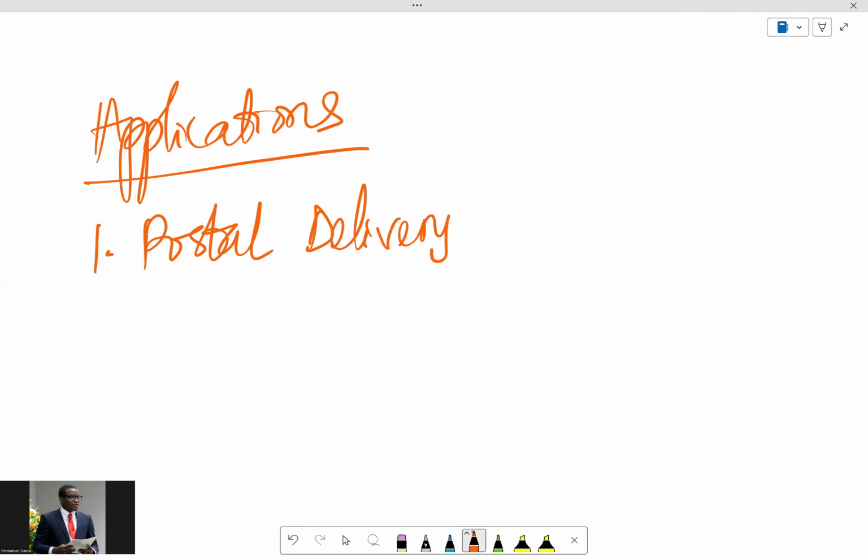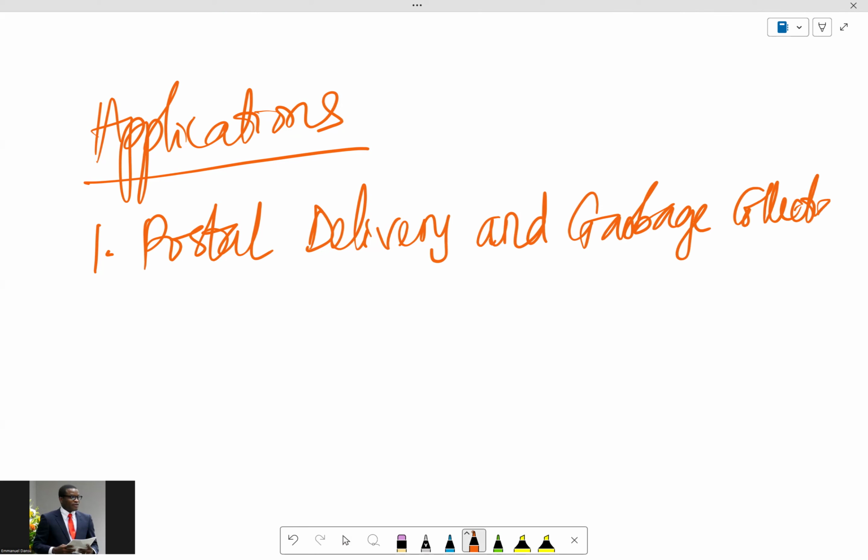Postal delivery and garbage collection. You want to make sure that you travel through the city where you deliver mail or collect garbage such that you don't travel any road twice. So in logistics, Eulerian paths are used to design routes for postal delivery or garbage collection. The goal is to visit every location exactly once and return to the starting point, minimizing the number of turns and repetitions of paths. For example, a garbage collection truck must follow a route that visits every street in a neighborhood exactly once. You don't repeat any journey, so to speak.